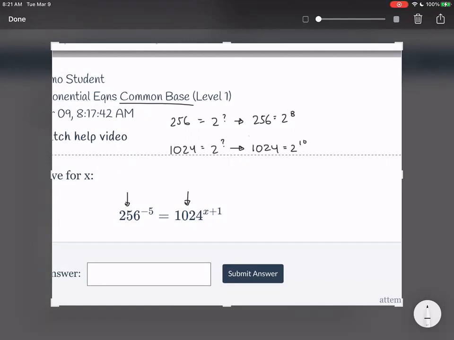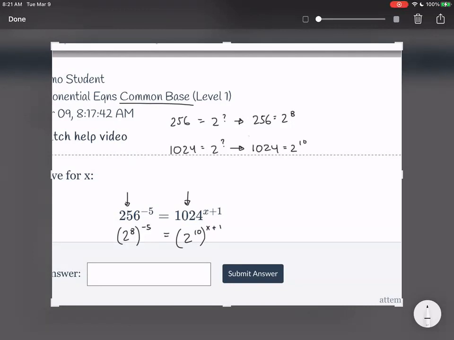So let's rewrite this. Instead of 256 to the power of negative 5, I'm going to write it as 2 to the power of 8, to the power of negative 5. And instead of 1024, I'm going to write 2 to the power of 10, to the power of x plus 1. So I just replaced the 256 and the 1024 with their equivalent values, but now their equivalent values have the same base. They have a common base now, and that base is 2.